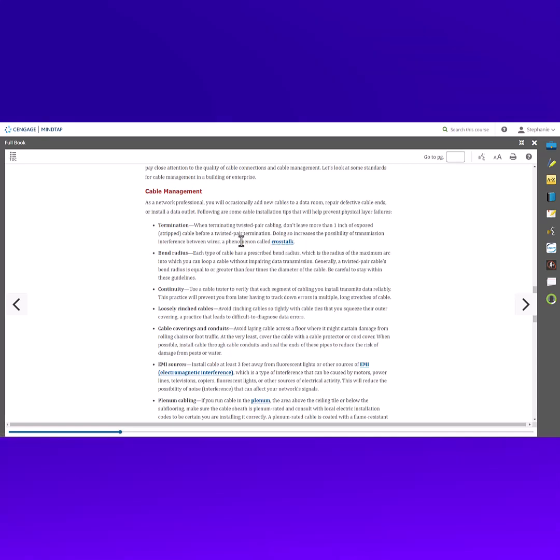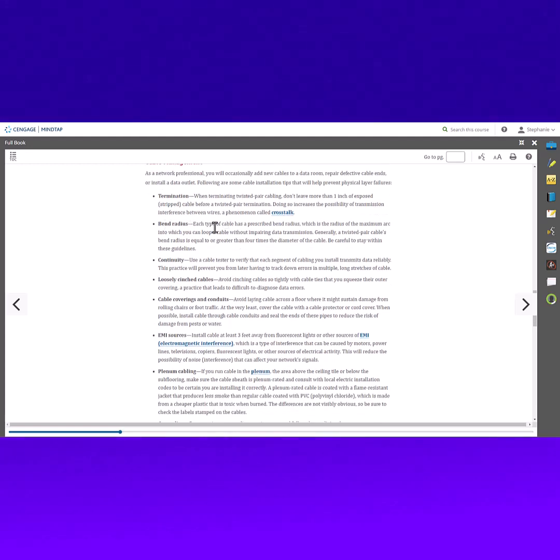So you just want to make sure. And the termination is important for that. And then the twisting. The twisting is part of the item that helps with that crosstalk. So if you untwist it and then terminate it, and you have more than an inch or so untwisted, that's going to be a problem. And then the bending radius. So depending on your cable, you want to make sure that you don't bend it too far. So twisted pair can bend pretty far, but you don't want to have it crimped in half. You just want to be as careful as possible with it.